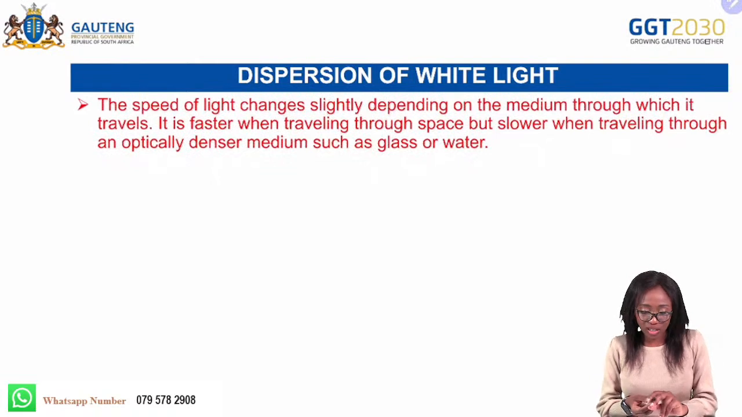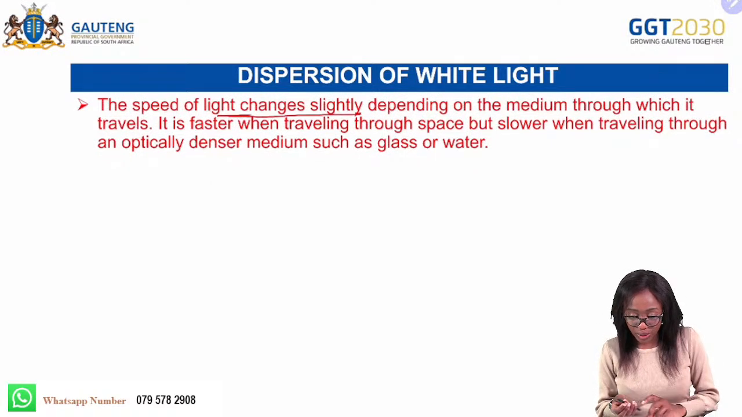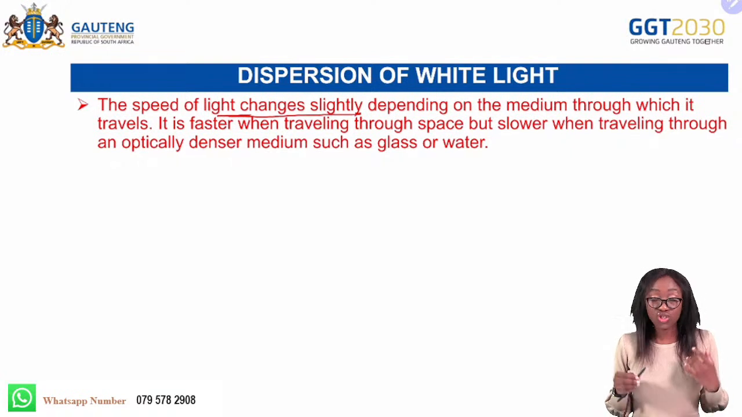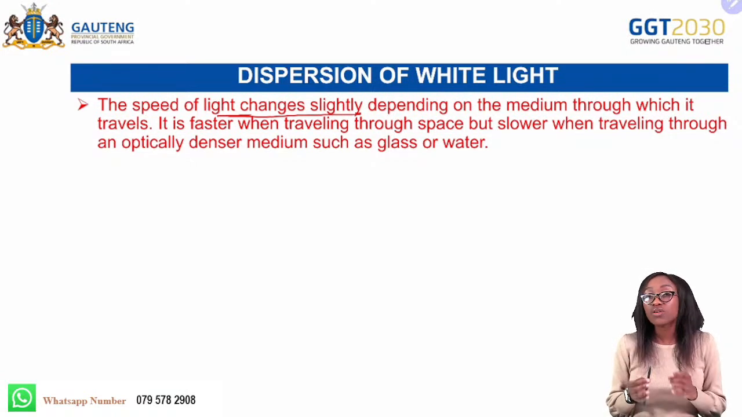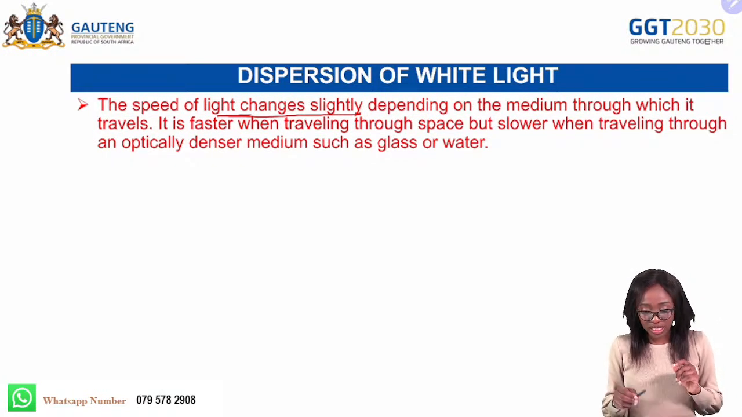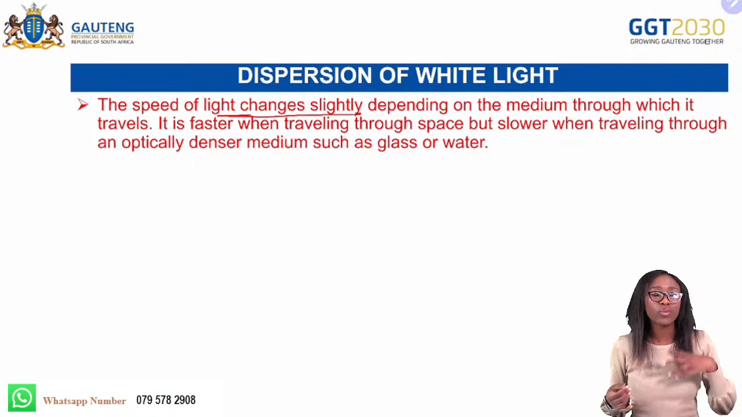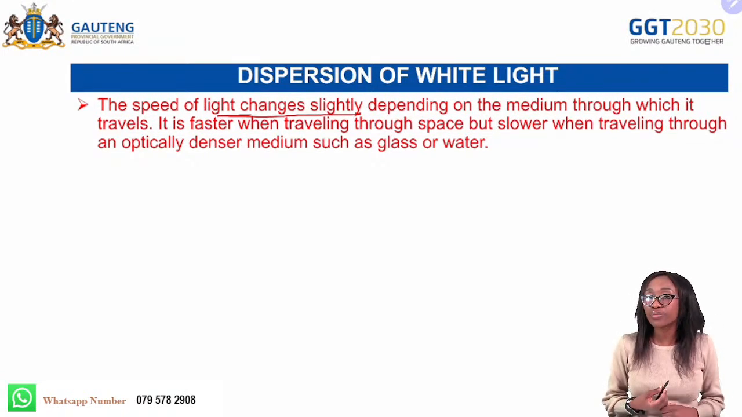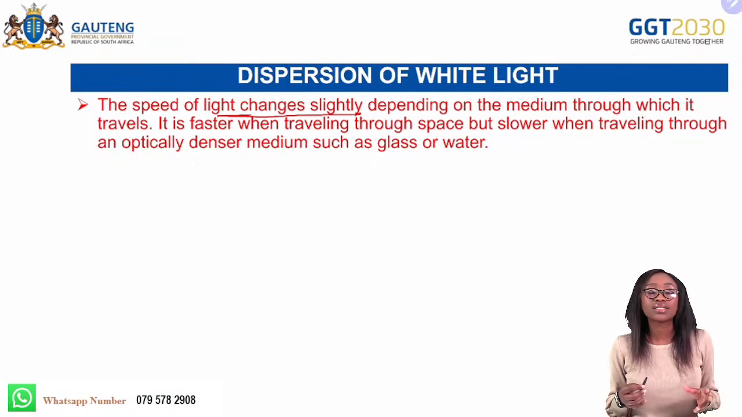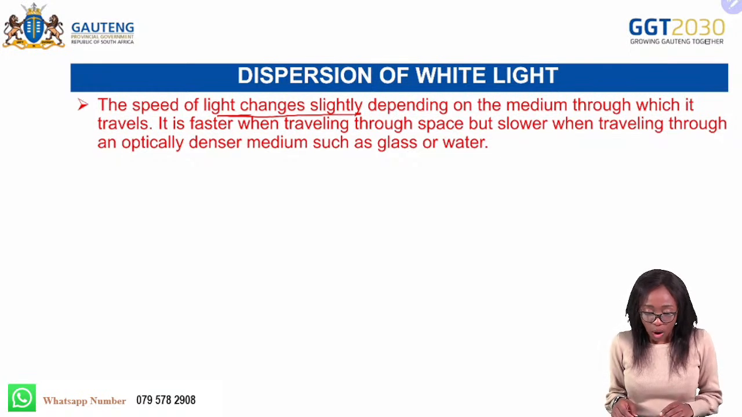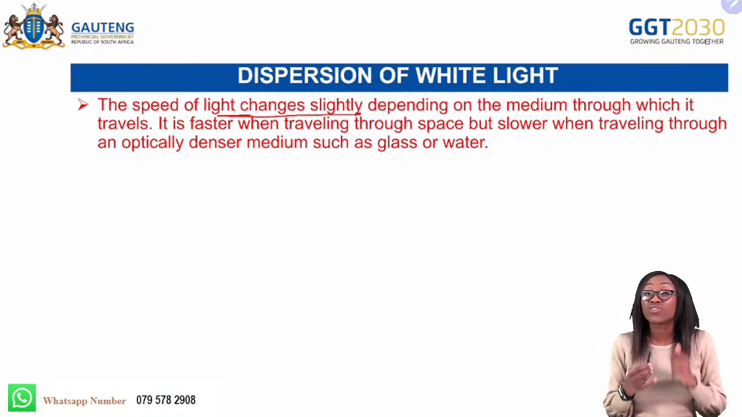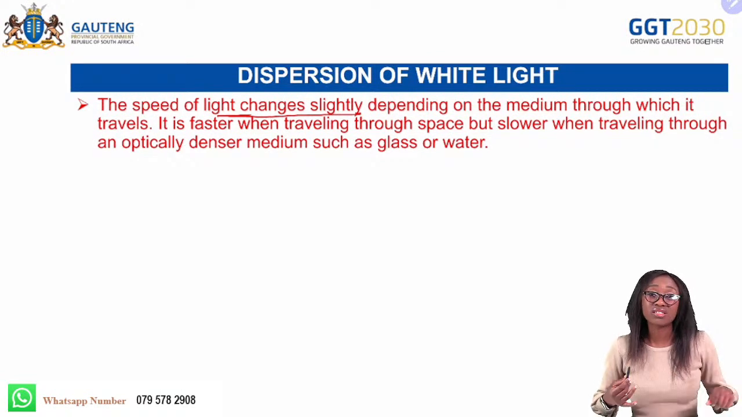The speed of light changes slightly depending on the medium through which it travels. Is it traveling through my glasses? Is it traveling through the window? Is it traveling through a vacuum? The speed of light is altered by the medium through which it is traveling. It is faster when it's traveling through space. That's why even if the sun is 150 million kilometers away from us, it still shines on us and still gets hot. When it is traveling through space, it moves very fast at 300,000 kilometers per second.